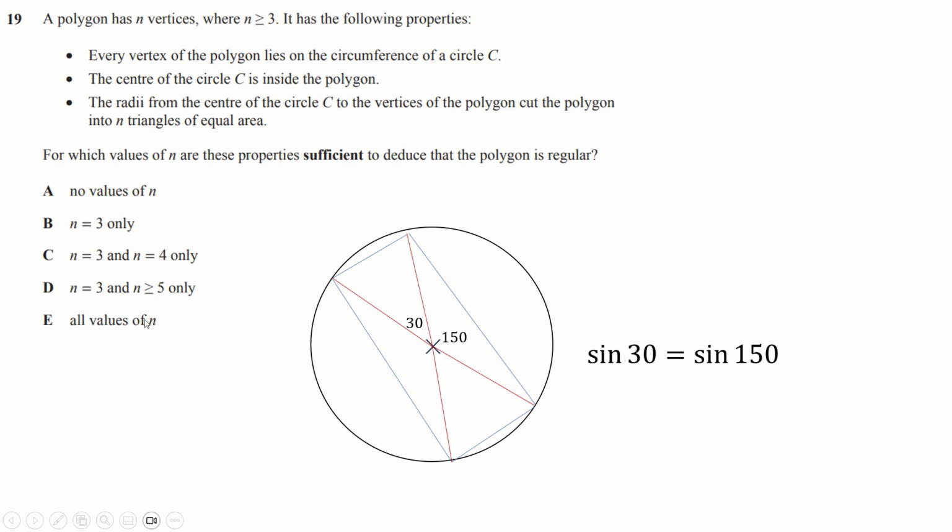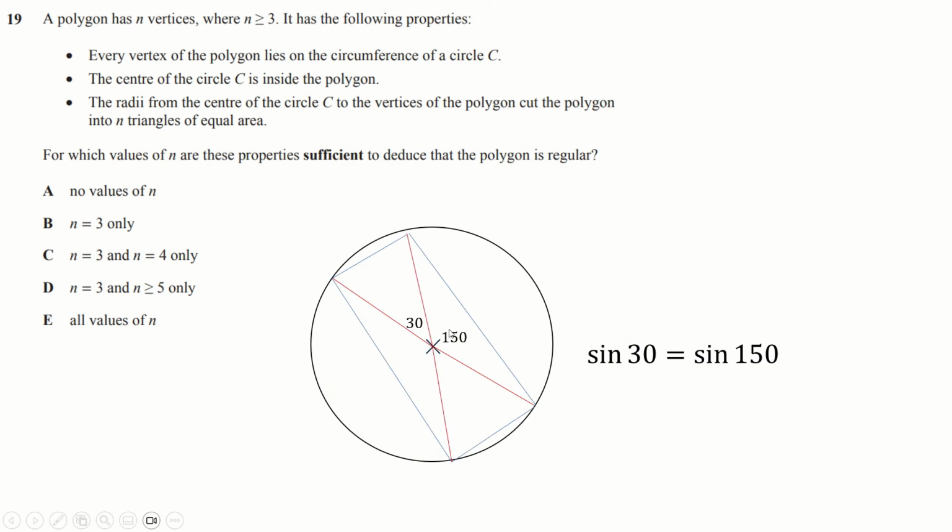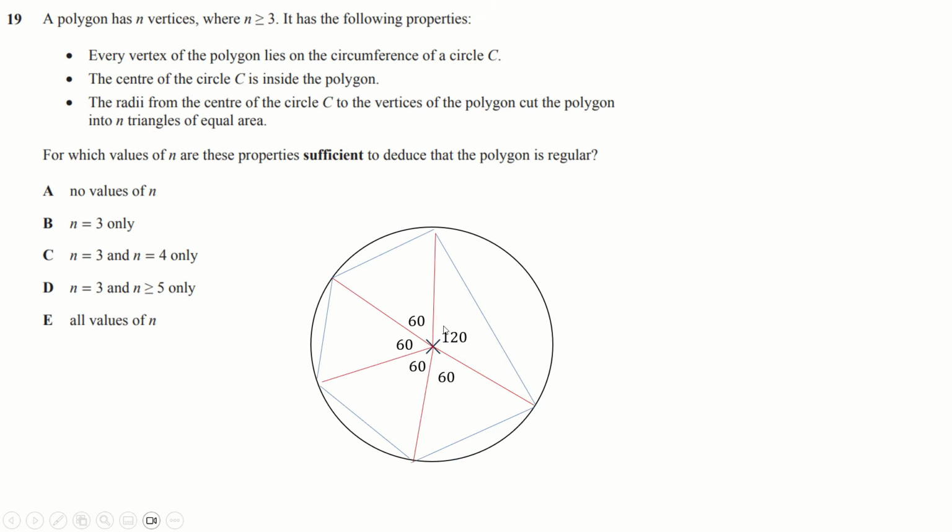So it's not all values of n, and it's not this one here. Now, instead of using 30 and 150, if I use 60 and 120, sine of 60 is still equal to sine of 120, so this still works. Then if I put a bunch of 60s on this side, I can make 5 triangles that are the same. And so I can make a pentagon that has equal areas all the way around here, but is not regular either.